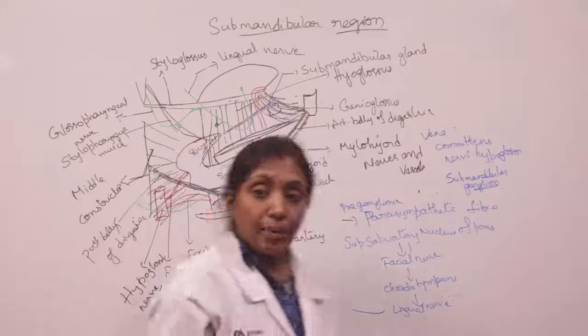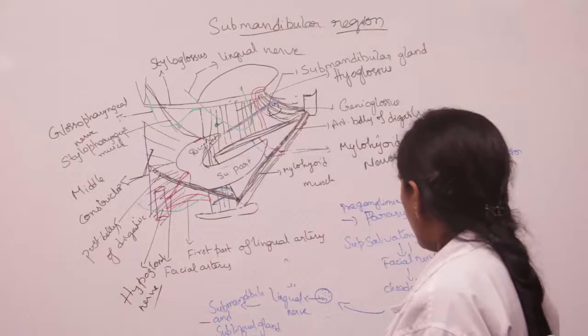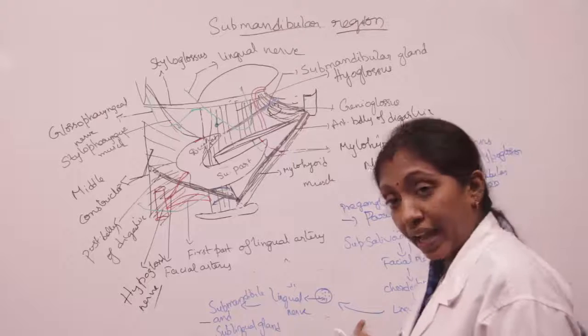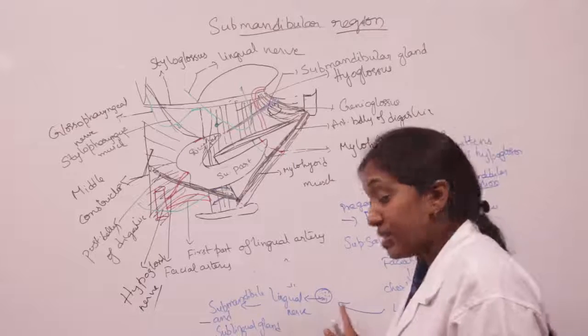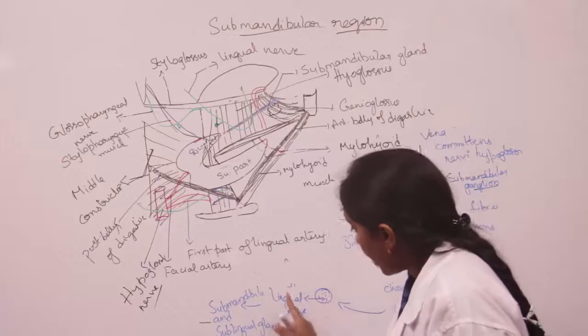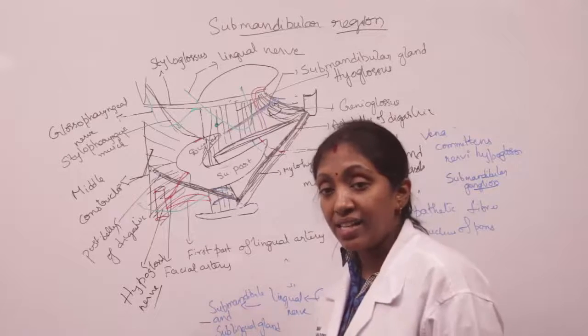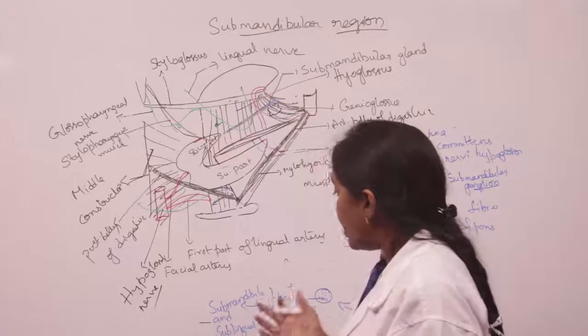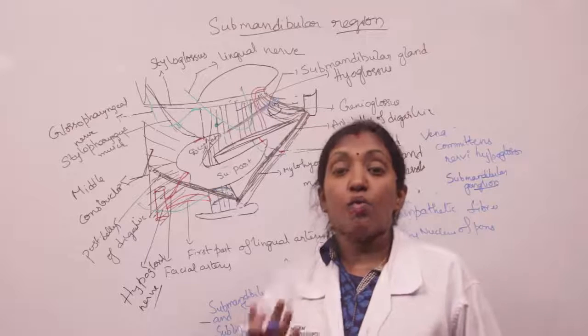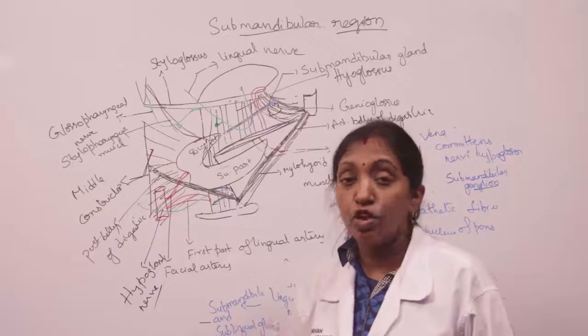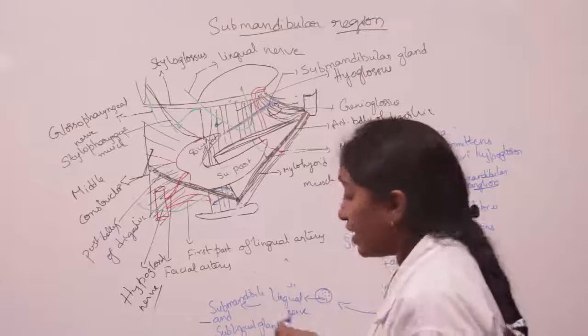Supply the submandibular as well as sublingual glands. So the lingual nerve carries the preganglionic parasympathetic fibers, they relay in the ganglion, and the postganglionic parasympathetic fibers supply the submandibular and sublingual glands. The stimulation of parasympathetic fibers causes watery rich secretions.